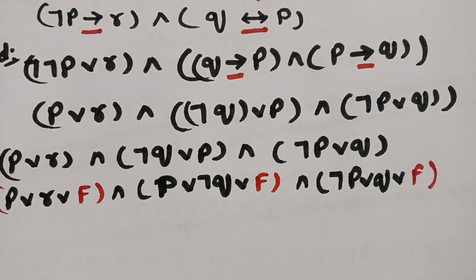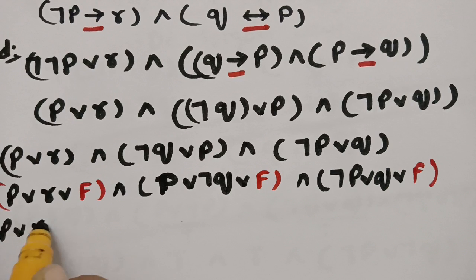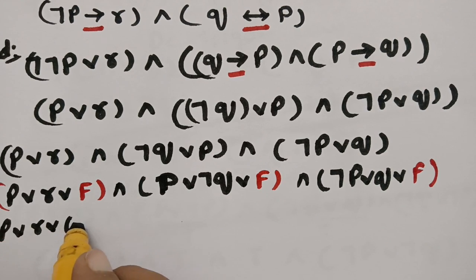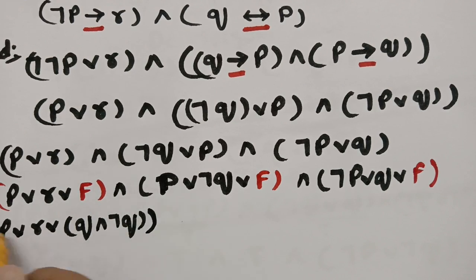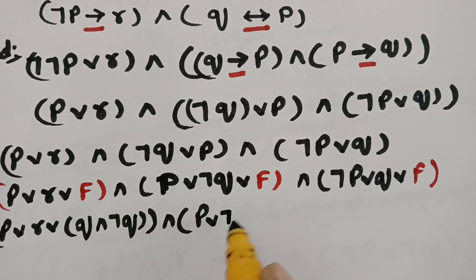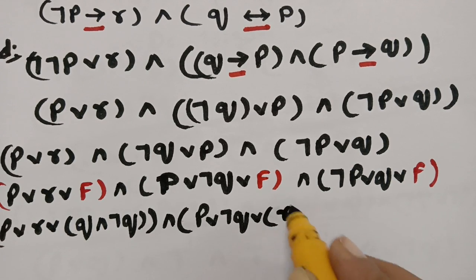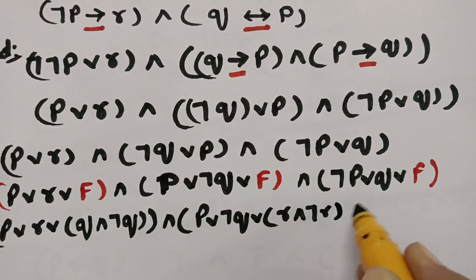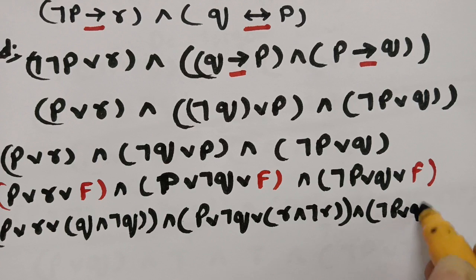Whatever is missing, we have to add that term. That is P or R or. So here P and R are there. What is missing? Q is missing, that is Q and negation Q. In place of F I'm using this one, P and negation Q, and here this is P or negation Q or. So here what is missing? R is missing. So in place of F I am writing R and negation R. Clear?